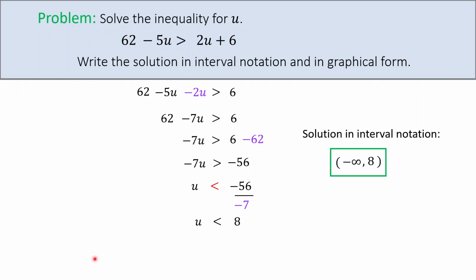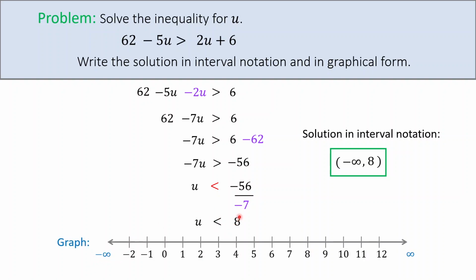Now we draw the graph. You have 8 here, go to 8. No equal sign, so put an open circle at 8. Now less than, so draw a line all the way to negative infinity. You can put an open circle or parenthesis. This is the graph.